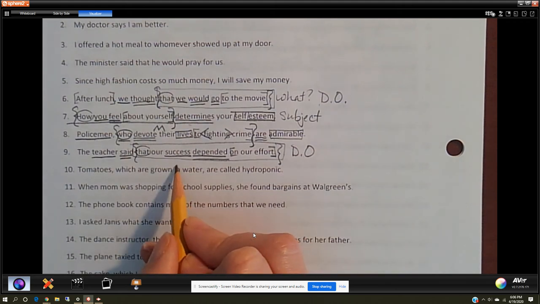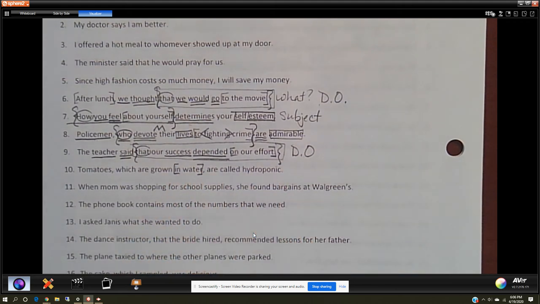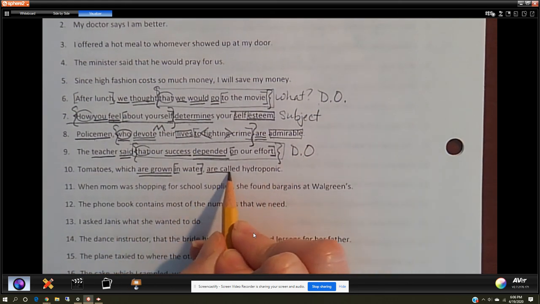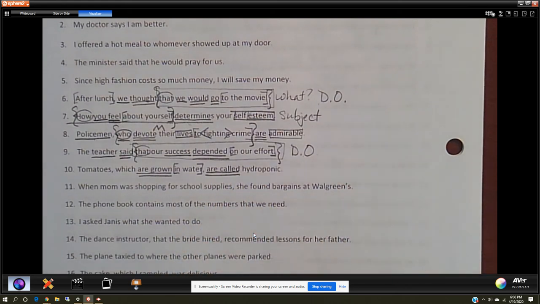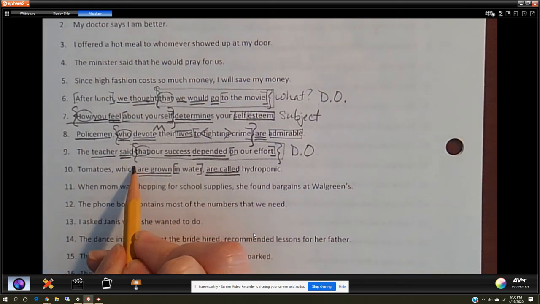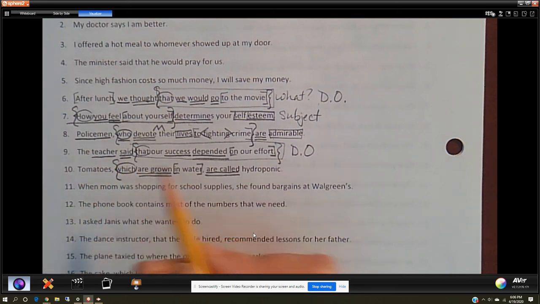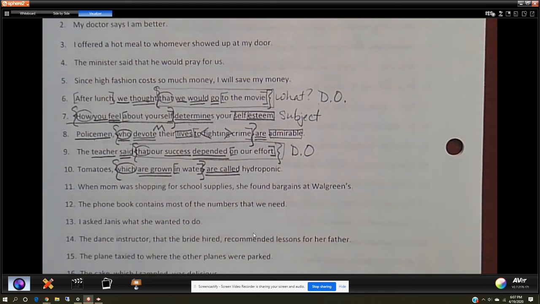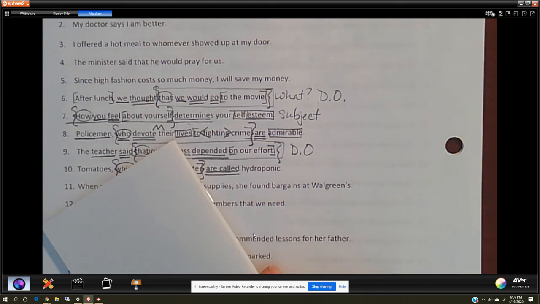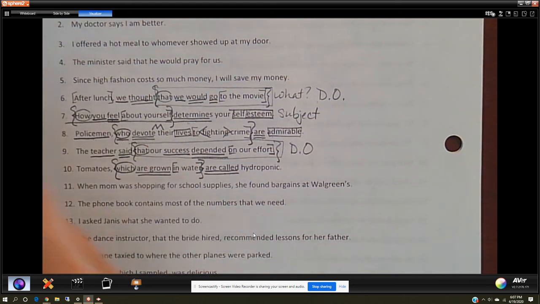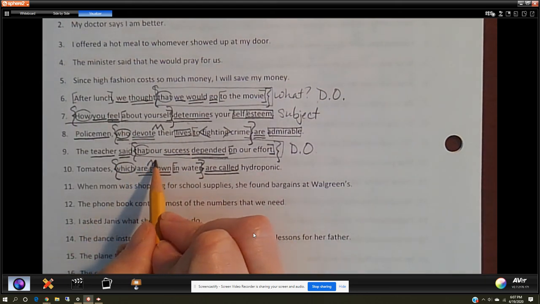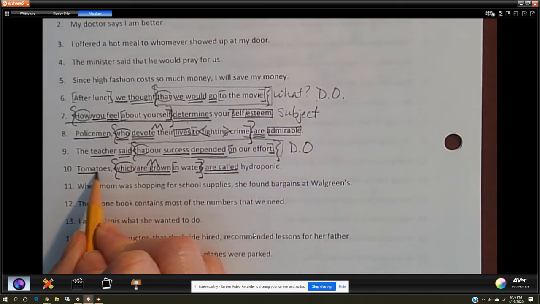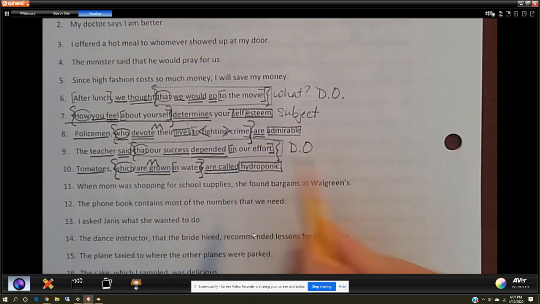Prepositional phrases. In water. Verbs, are grown and are called. Okay. Relative pronoun, subordinating conjunction. Which. Where do I end it? Water. Okay. Can I take it out? Tomatoes are called hydroponic. Yes, I can take it out. So I know that it is a modifier clause. Okay. The independent clause is out here. Tomatoes are called what? Hydroponic.